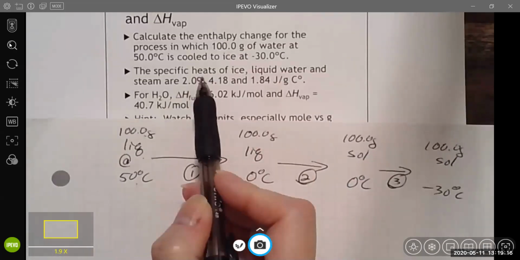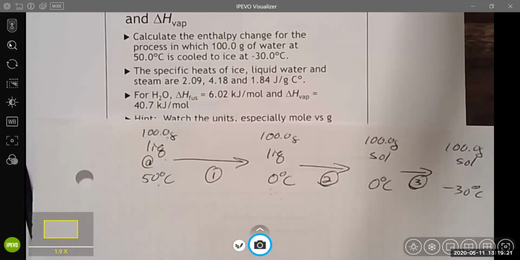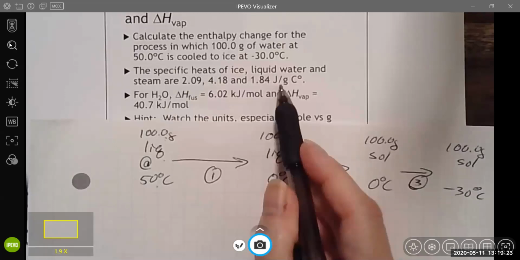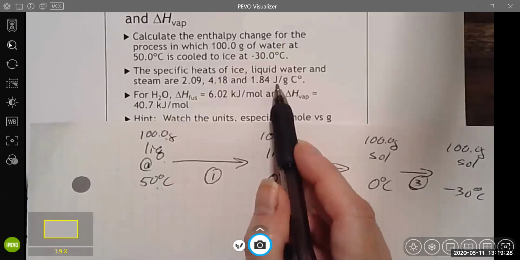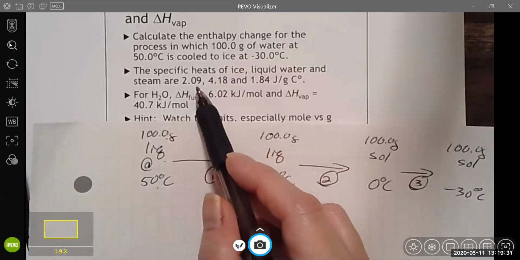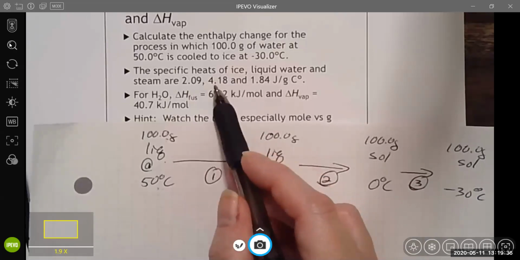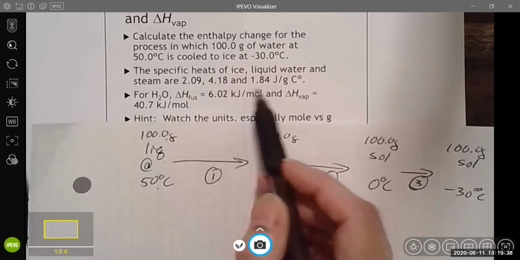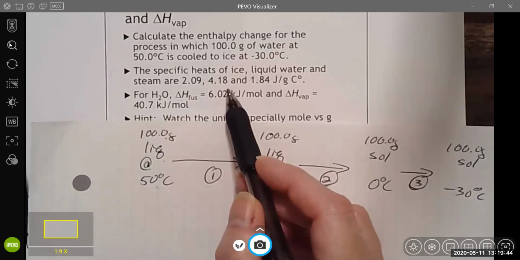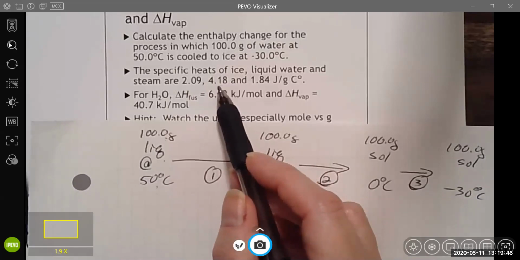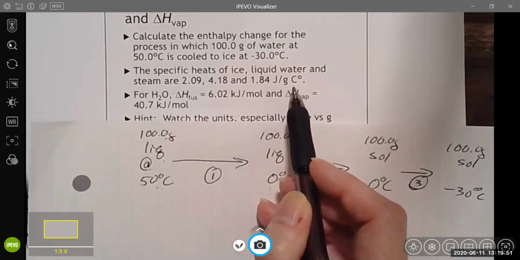Well, the specific heats, or sometimes called the specific heat capacities, if you notice the units here, they're in joules per gram degrees Celsius. And what this tells us is how much energy it takes for these 3 phases: ice, liquid water, and steam. Let's look at the liquid water, at about 4.18 joules per gram degrees Celsius. That tells me, if I was heating up the water, it's liquid, how many joules it takes to raise 1 gram of water 1 degree Celsius in temperature.